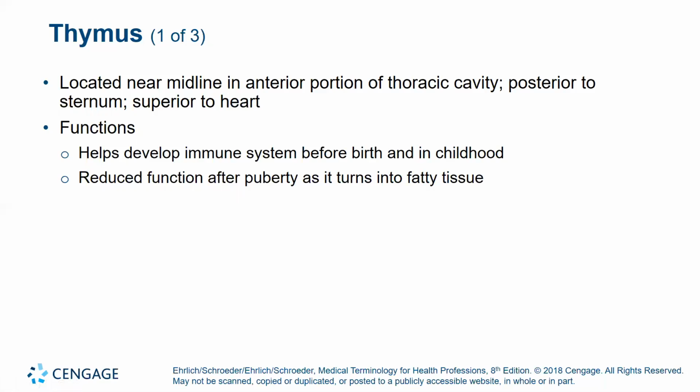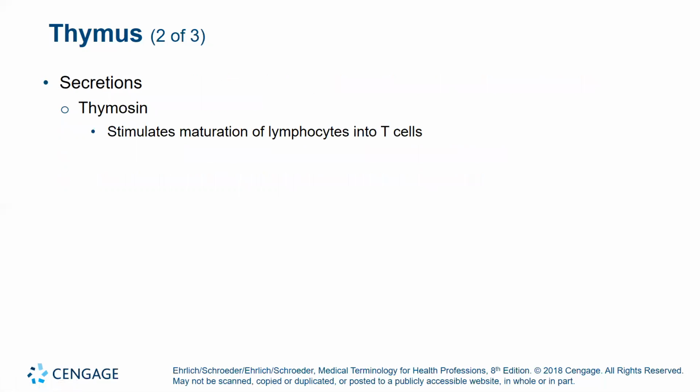Next, we have the thymus. This is located near the midline in the anterior portion of the thoracic cavity. It's posterior to the sternum and superior to the heart. The functions of the thymus: it helps develop the immune system before birth and in childhood, and it also reduces function after puberty as it turns into fatty tissue. Secretions would be thymosin. This stimulates maturation of lymphocytes into T cells.